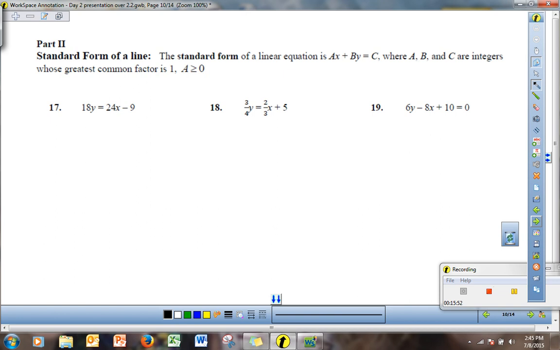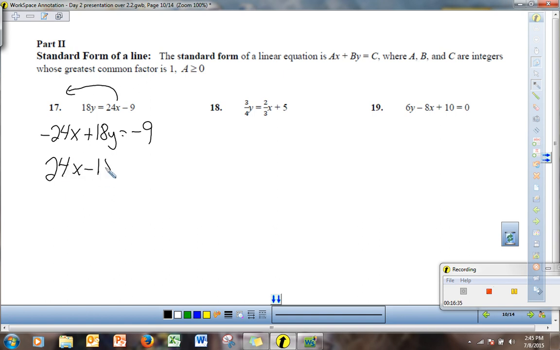So here's my number 17. I got 18y equals 24x minus 9. First things first, let's get x and y on the same side. So moving that positive 24x over here, I've got negative 24x plus 18y equals negative 9. A couple of things going on here. X is definitely not positive, so I got to change the signs on everything, aka divide everything by negative 1. So I've got positive 24x minus 18y equals positive 9.